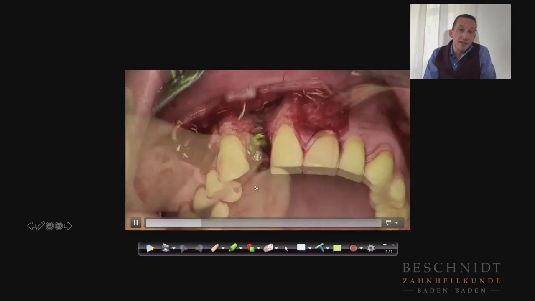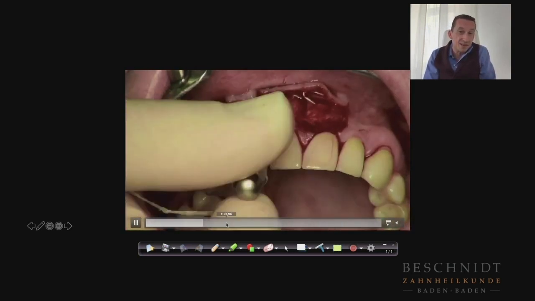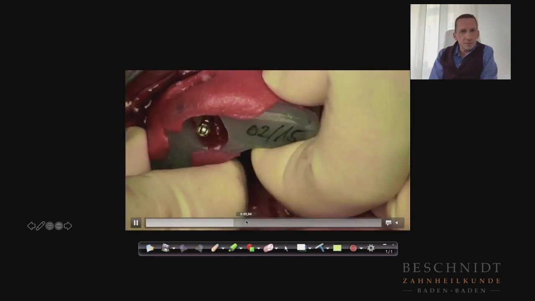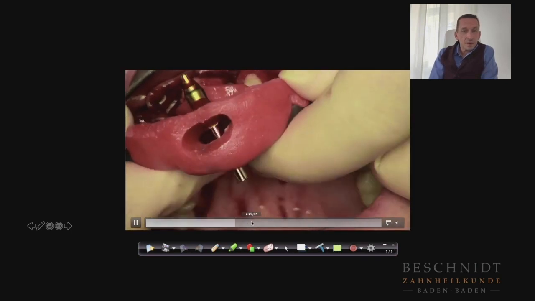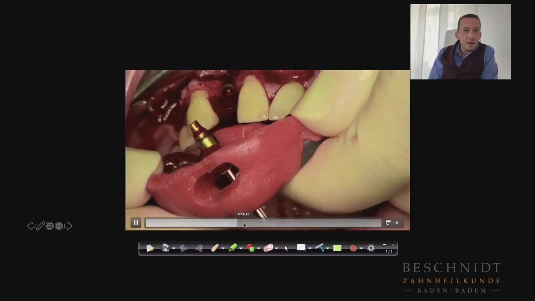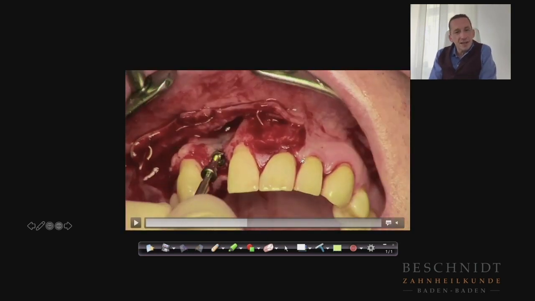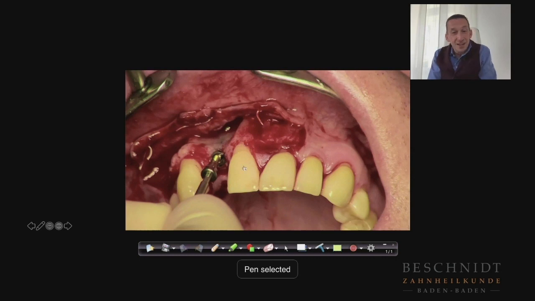What did we do? Now we did immediate impression taking again. And now we place a gingival healing abutment which has a height of 2 millimeters. Here you see, this is the healing abutment. And this healing abutment should be covered with bone or with a bone substitute, much better.